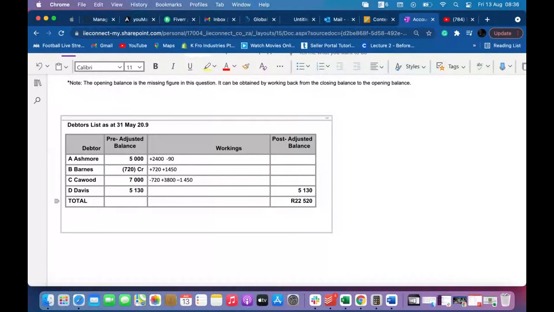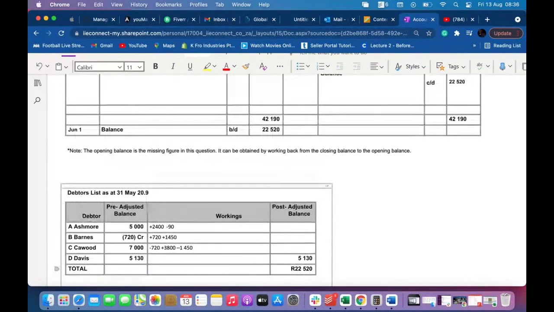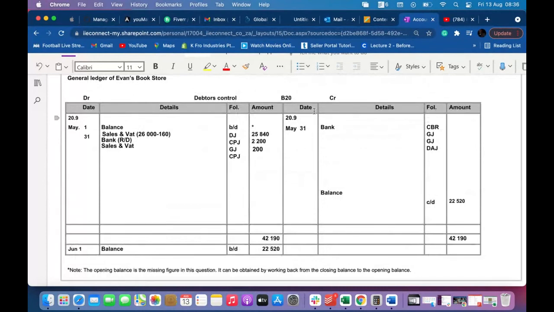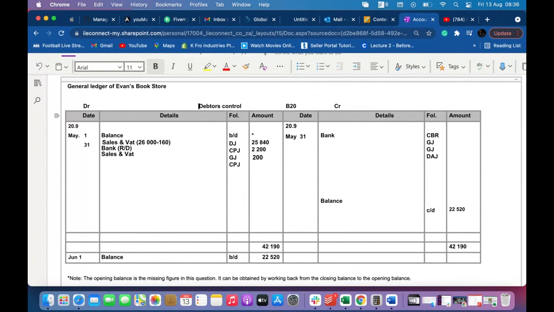Then we need to ask ourselves, this went through the debtors journal, so that's fine. It was obviously then posted to the debtors control. As it would have fallen, it wouldn't have gone to a specific person, it would have just gone into sales and VAT. So that's fine. It ended up where it was supposed to go. Okay, so they were happy.